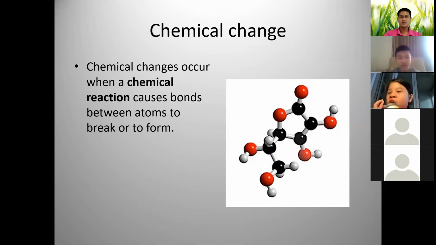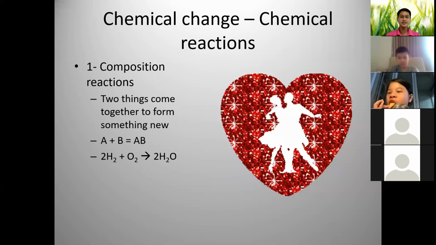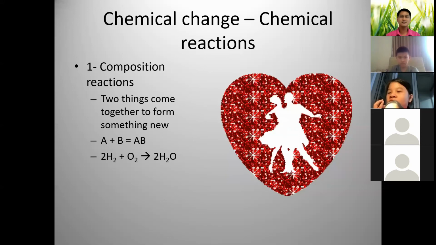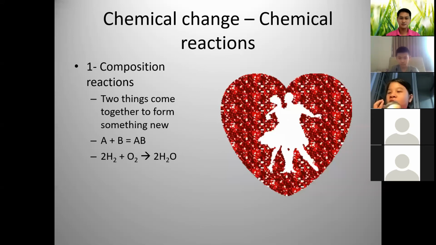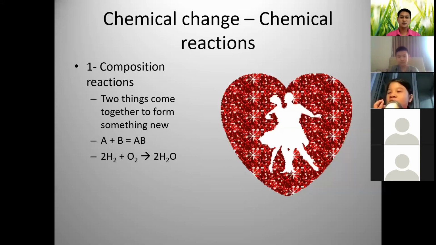Chemical changes occur when a chemical reaction causes bonds between atoms to break or to form. There are 5 types of chemical reactions that cause chemical change. The first one is composition. Two things come together to form something new. It's like A plus B equals AB, or 2H2 plus O2 will form 2H2O.